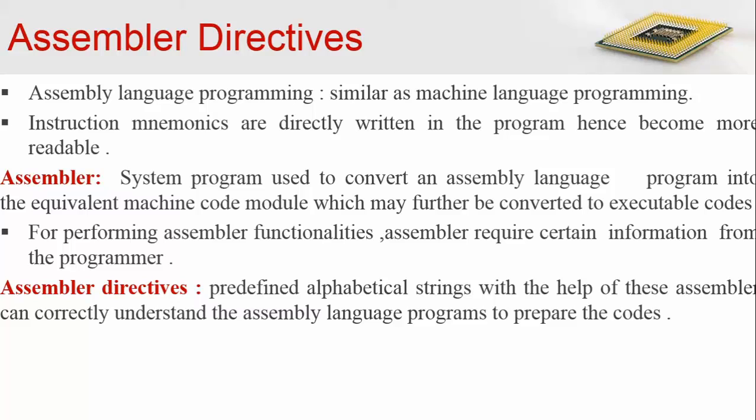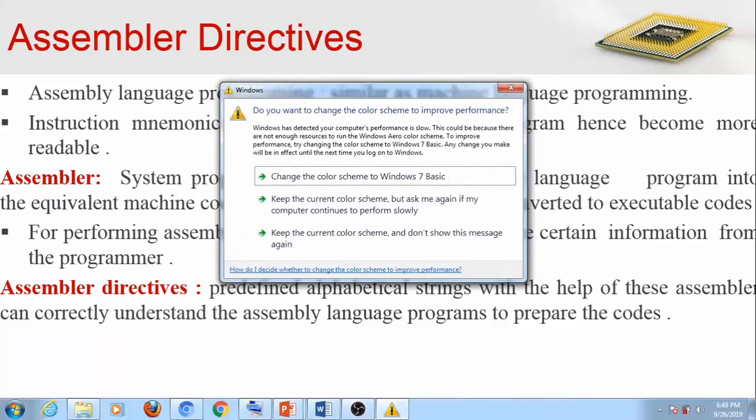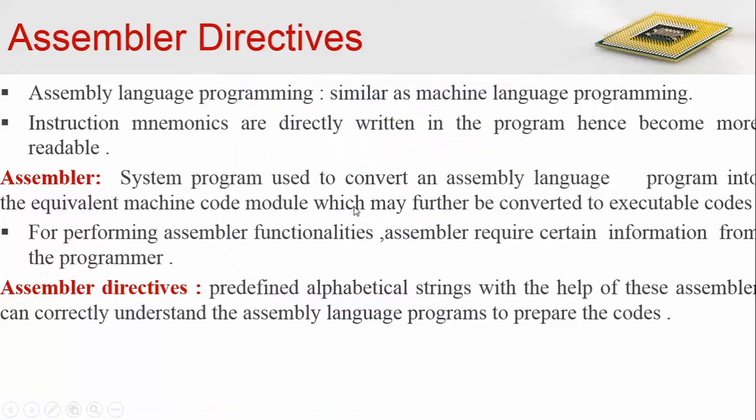Next is about the assembler. What is the assembler? It's a system software, just like our compiler, and it is used for converting an assembly language program to its equivalent machine language code. Further, they are converted into executable code.